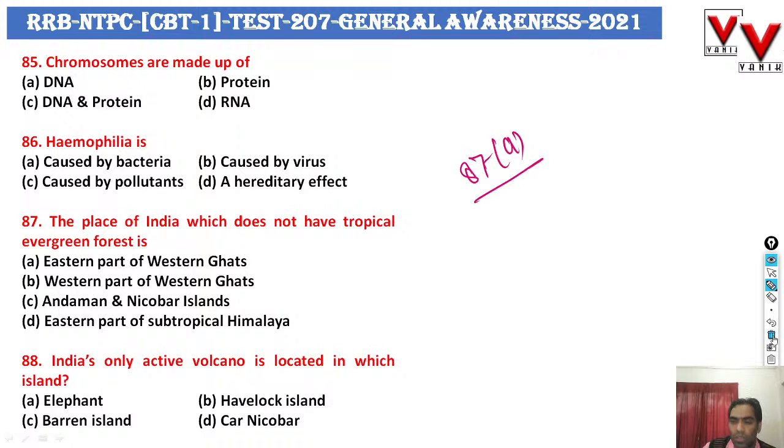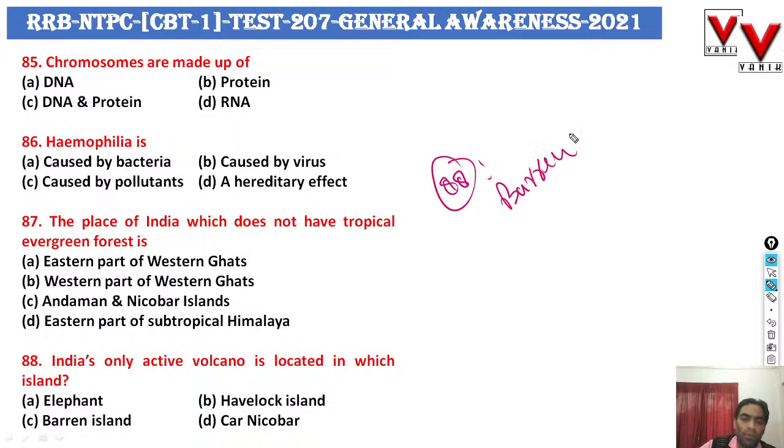Now we are going to discuss the 88th question: India's only active volcano is located on Barren Island, in the Andaman and Nicobar Islands. So the right answer for 88 is C only.